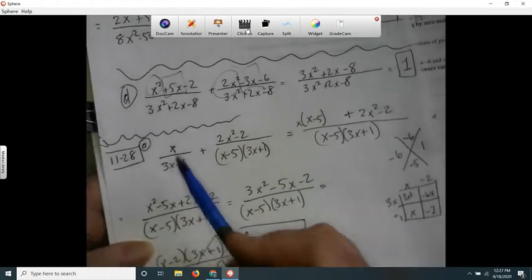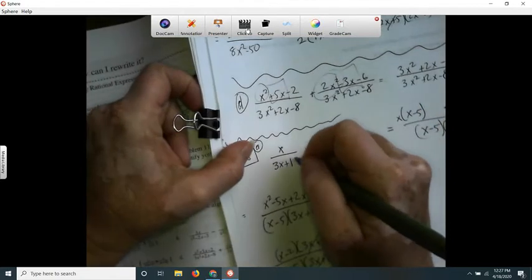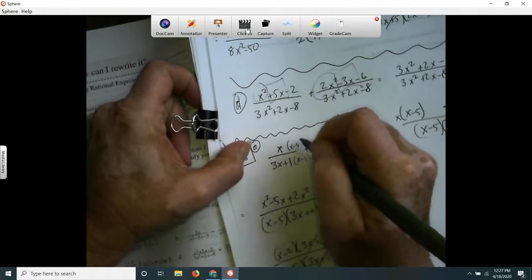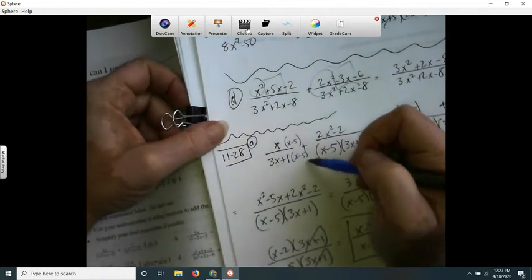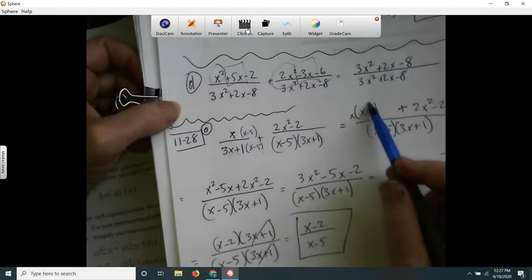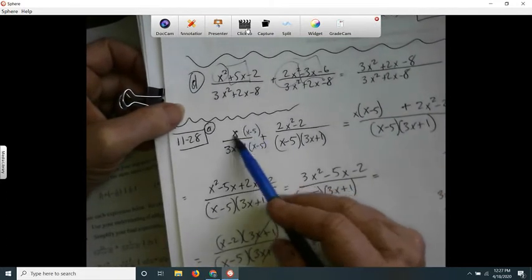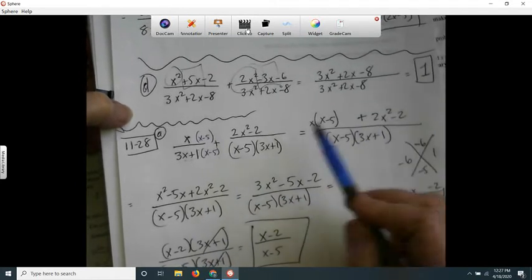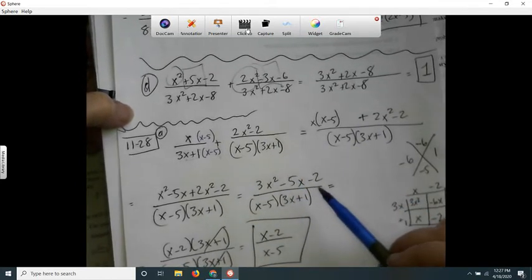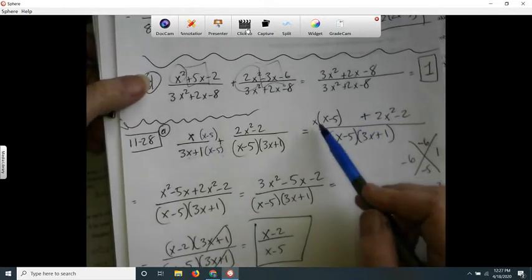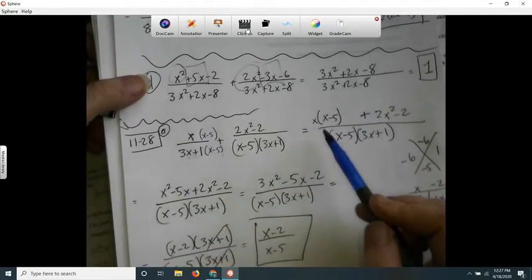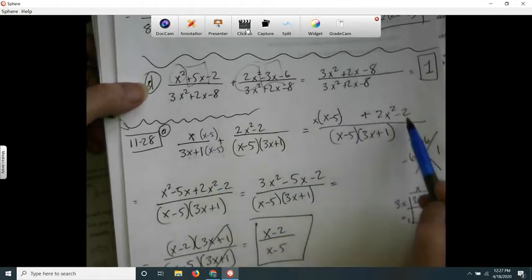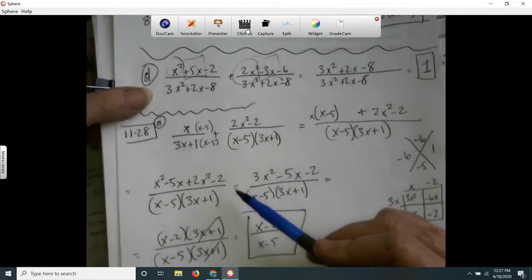So this fraction has to get multiplied on the top and bottom by x minus 5. A giant 1 of x minus 5 over x minus 5. So that's where this part came from. That's the numerator of the first fraction. There's this plus sign. And there's the numerator of the second fraction. And then I can multiply it out like x times x is x squared, and x times negative 5 is negative 5x. And there's my 2x squared minus 2.